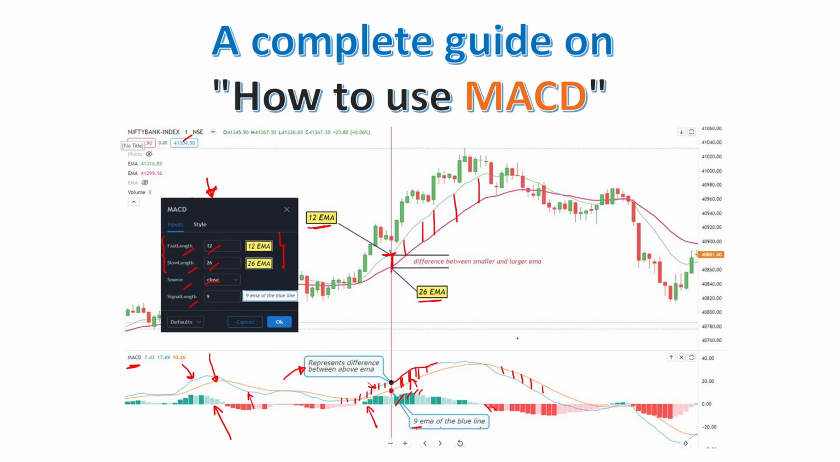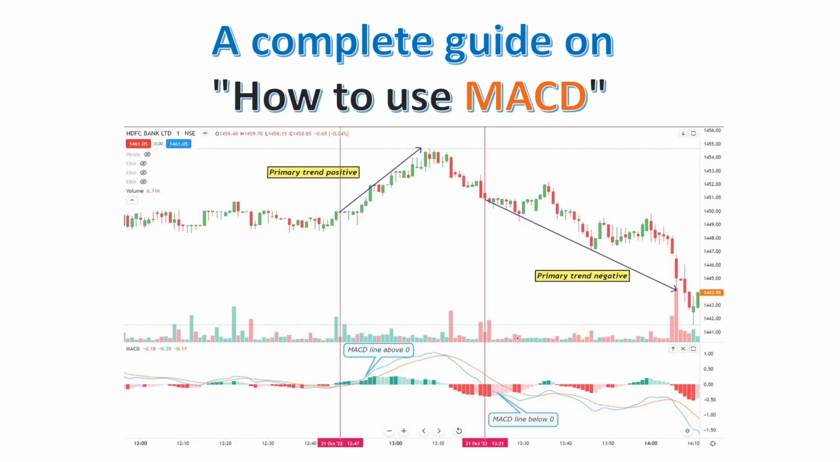Now let's get into how you actually interpret MACD. The first thing that you need to understand is that MACD should first be used in order to identify a primary trend. So over here, whenever the MACD blue line goes above 0, we can see at this particular point the blue line went above 0. As soon as it went above 0, it indicates that the primary trend is now positive. So we can see this entire move was a move where the primary trend was positive.